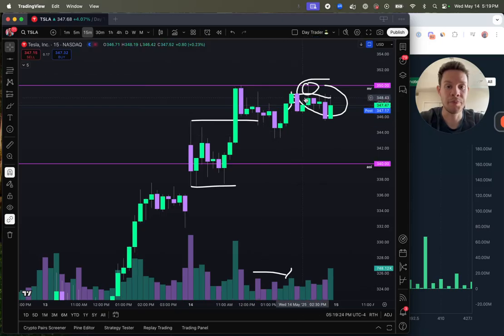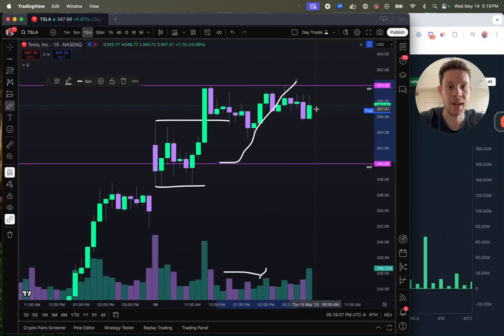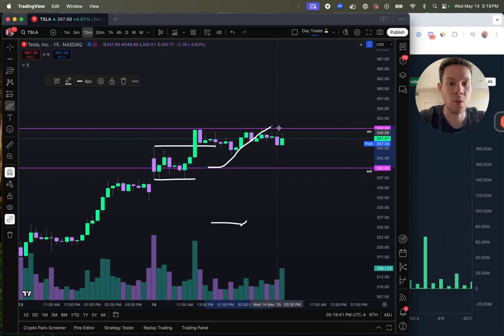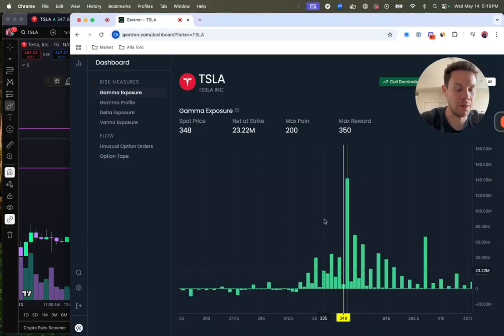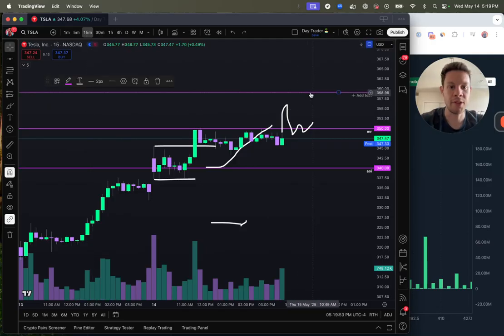All we're doing, I'm just going to delete all these lines. All we are doing is just trading key level to key level. That's it. From here to here. Okay? And if price goes up, price is very capable of going above this tall bar. Let's say 350 becomes support. Where's the next key level? We will go to Gextron and we say, oh, 355. Okay, so we mark 355 on our chart.